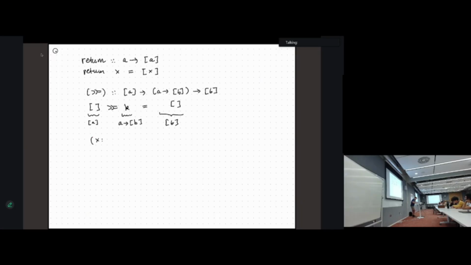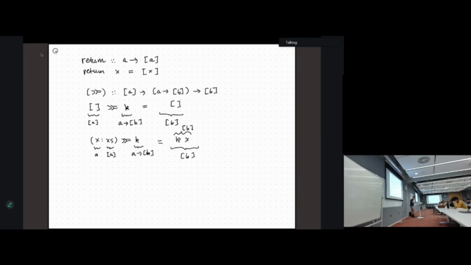Otherwise, I've got something in the form x cons x's bind k. x has type A, x's has type list of A, and k has type A to list B. What do we want to do? We want to make a list of B's here, and we want to make sure that everybody gets treated fairly. Our first guess is that we're going to make a B using this A over here. That means applying k to this thing. That gives me something of type list B.